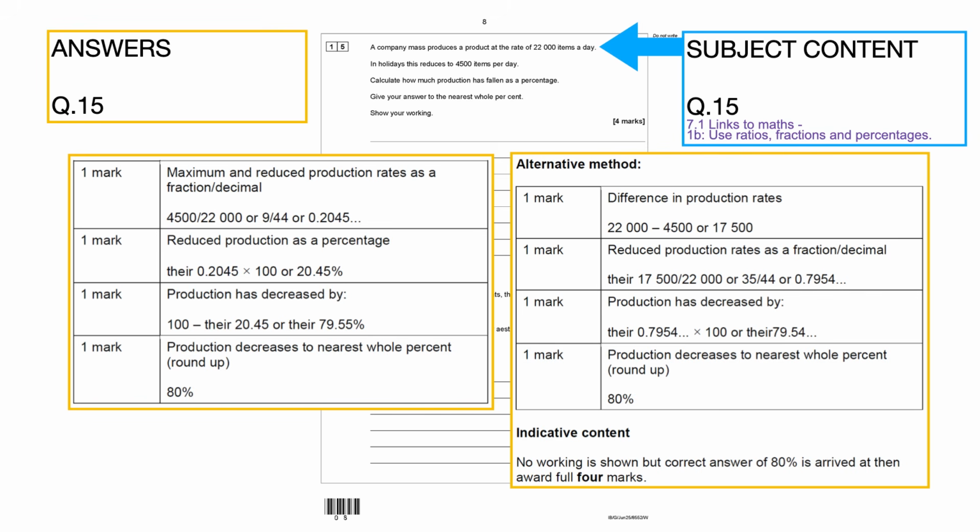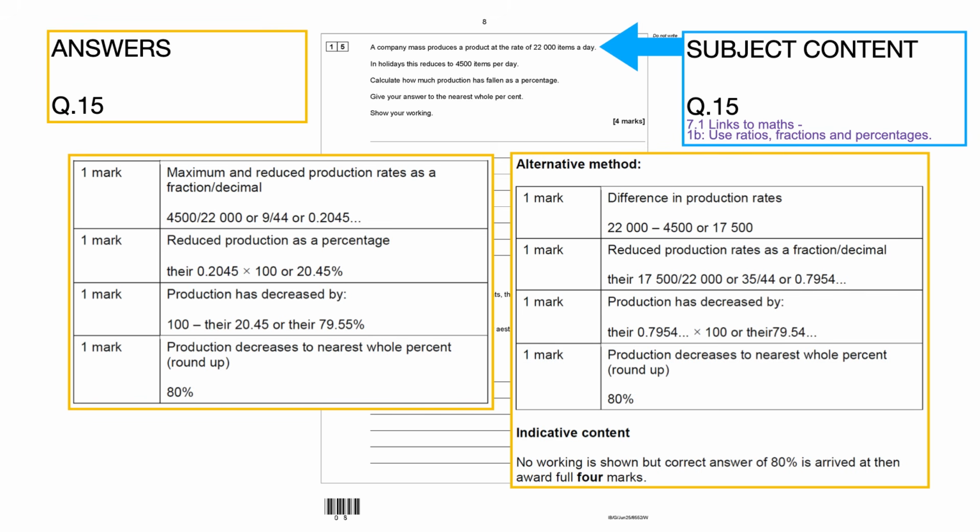Now, although it says show your working, if no working is shown but the correct answer of 80% is arrived at, then you will get the full 4 marks. So pause the screen and look at where you will get those 4 individual marks. And there are 2 alternative methods shown on screen. Now, if you're unsure how to work out ratios, fractions or percentages, this is 7.1, links to maths in the subject specification.